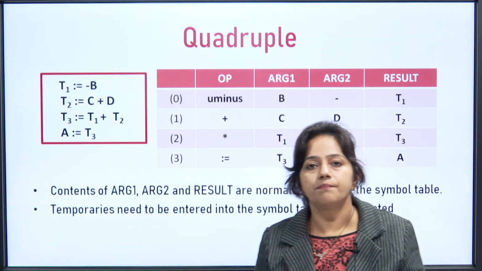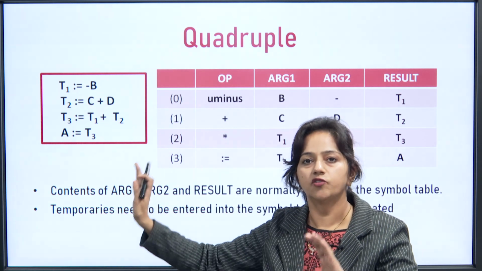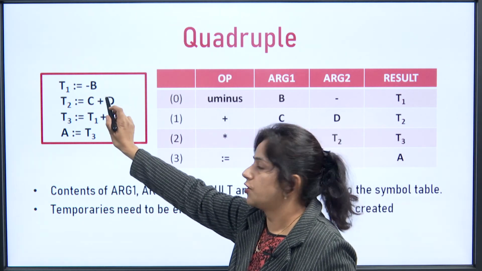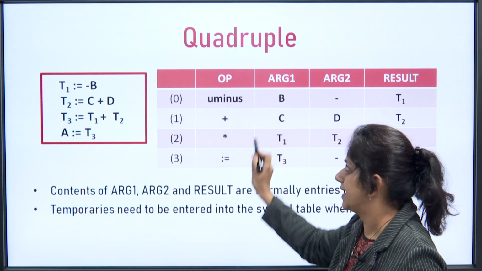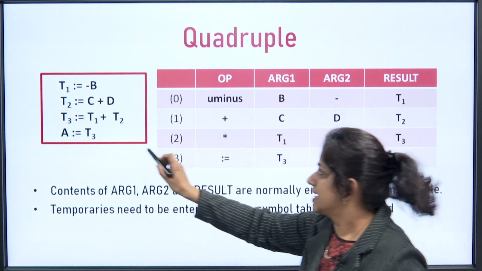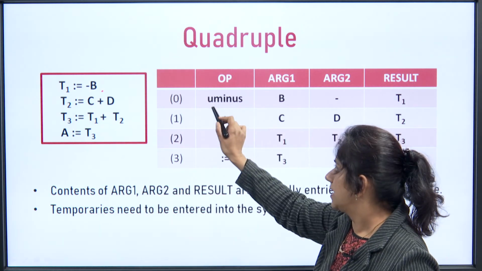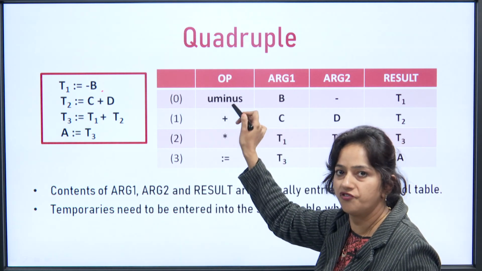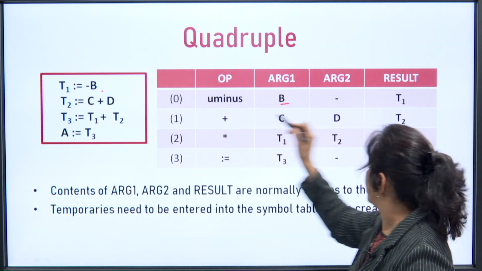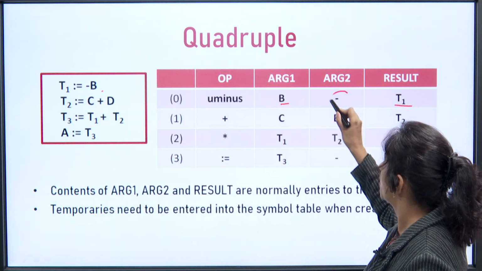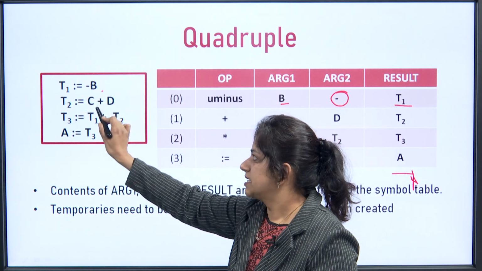Now, we will see one example to better understand it. Suppose we have these statements written in three address code. T1 = minus B. In quadruple form, how will it be written? You can see that C minus D and unary minus are different. So here we write unary minus, just the code for minus, then in argument 1 we write B, T1 comes in the result section, and we do not have any argument 2.